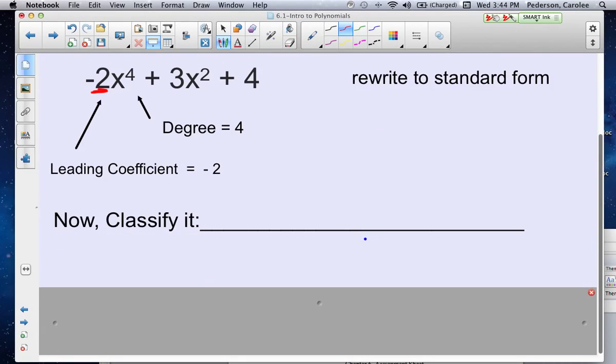Now we need to classify it by its name. So to classify, we first classify it by its degree. It's a fourth degree polynomial. So the name for a fourth degree polynomial is called a quartic.